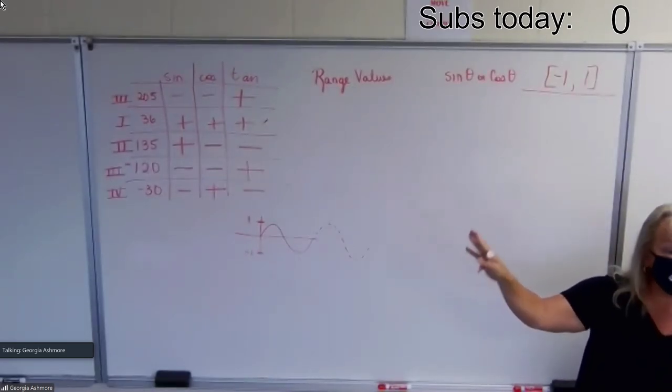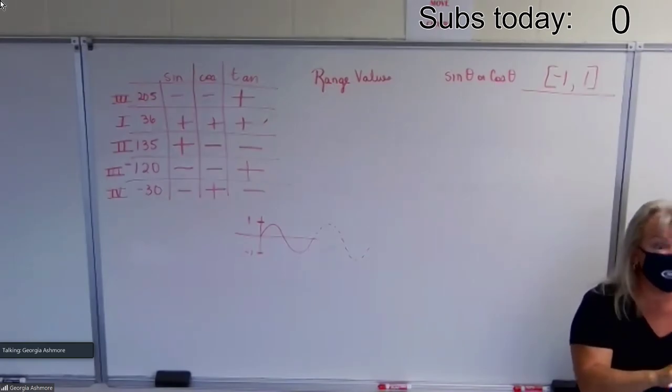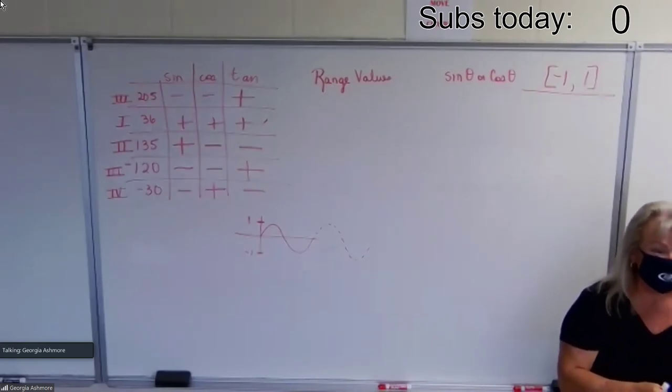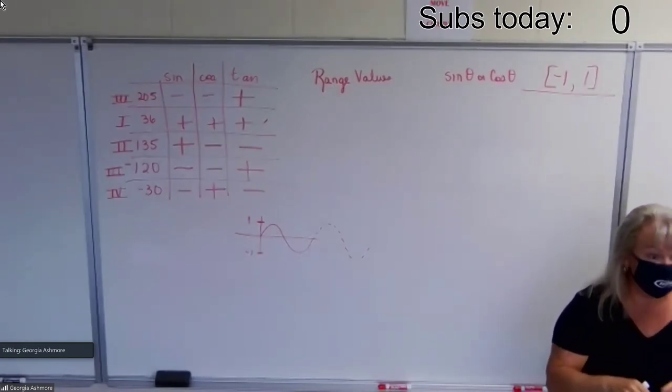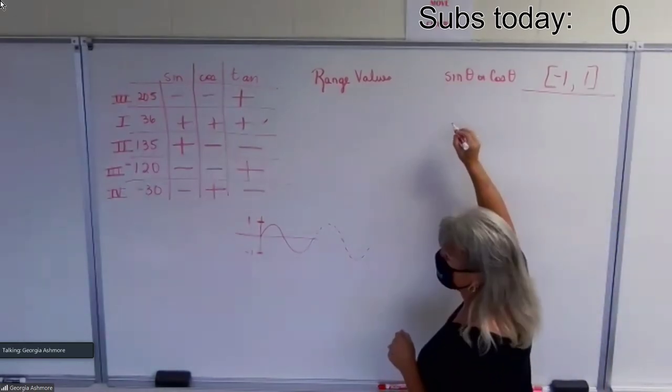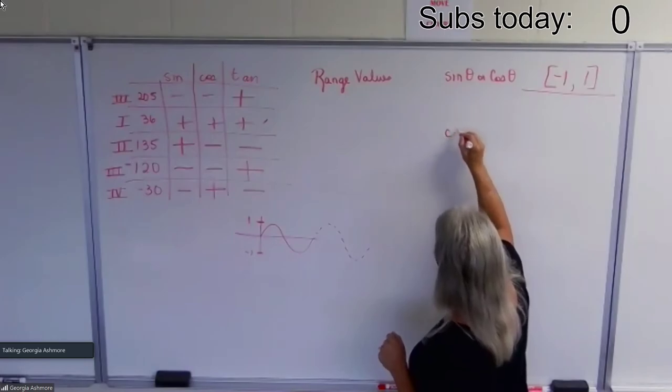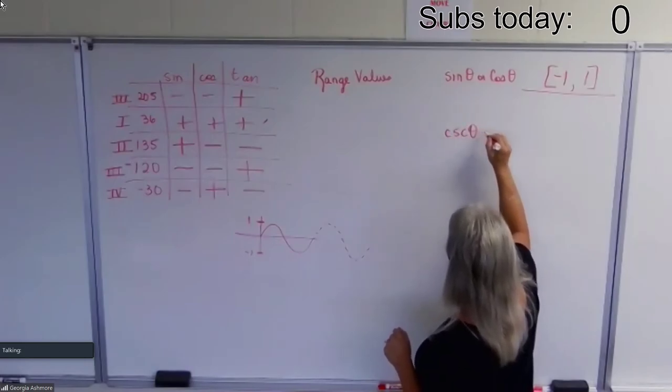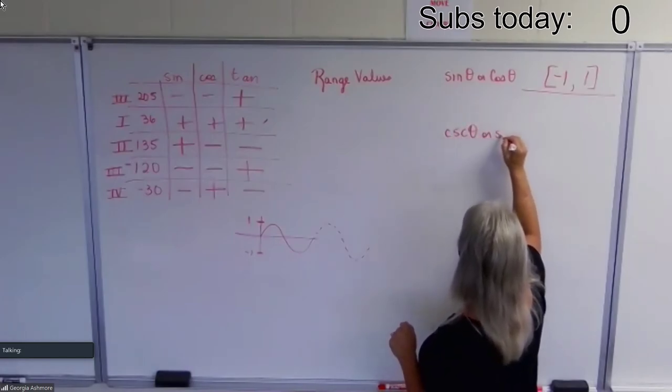There is no amplitude. Those are translations, and that's going to be completely different. They're going to move. They're going to be translated. So yes, that's correct. But we are dealing with just the basic function. So now we're going to look at cosecant or secant.